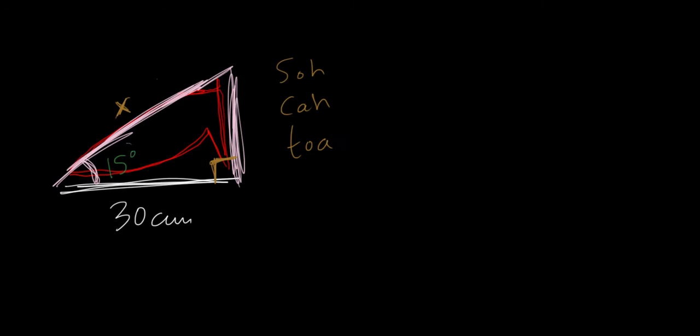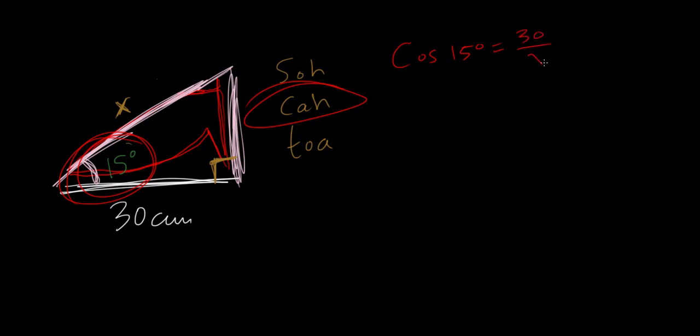And based on this angle, we have the adjacent and the hypotenuse, so that's going to be a cosine. So if we do cosine of 15 degrees, that's going to equal adjacent over hypotenuse. So to solve for x, we need to flip both sides. Then we need to multiply both sides by 30. Those cancel. 30 times 1 is just 30.